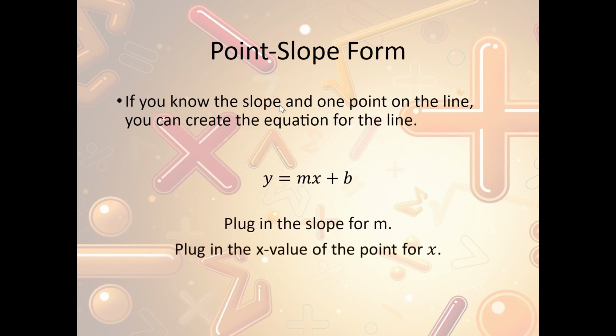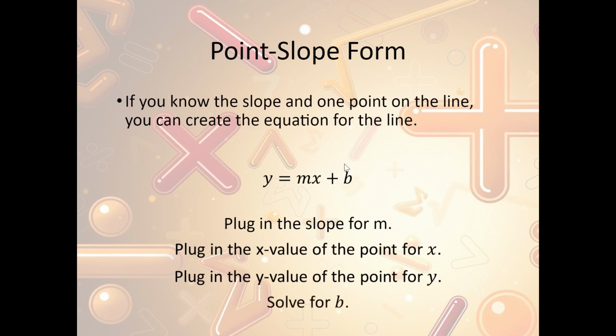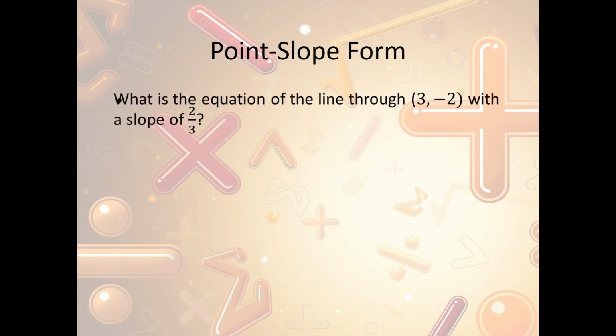We plug in the x value of the coordinate. So we're given some ordered pair, and we plug in the x part here and the y coordinate here, and now we're left with only one variable, which is b, and we can then solve for b and get the y-intercept. So let's take a look at an example of this.